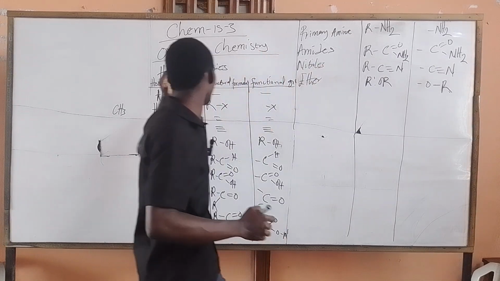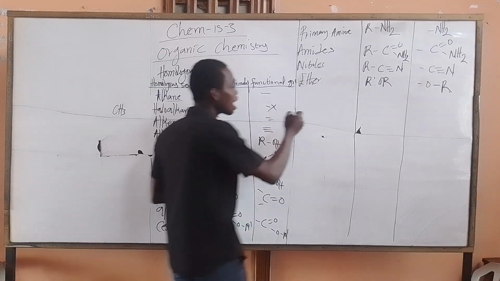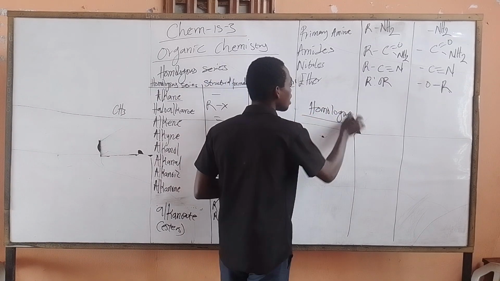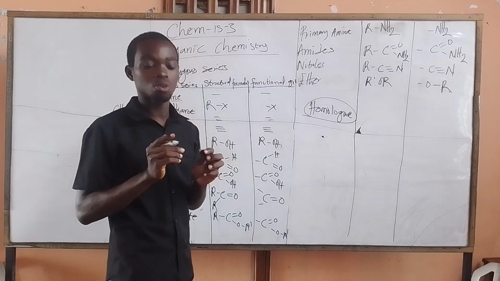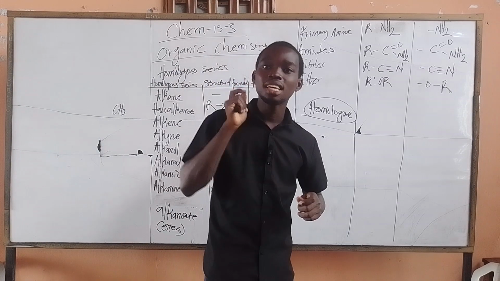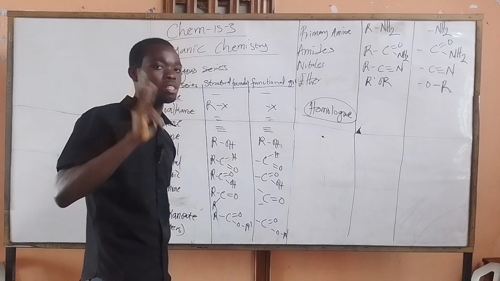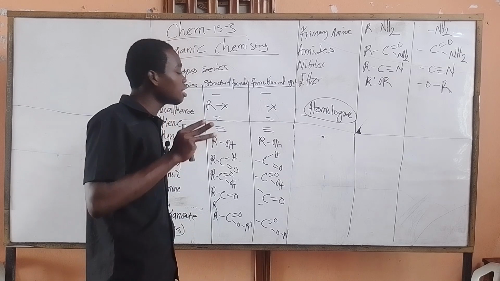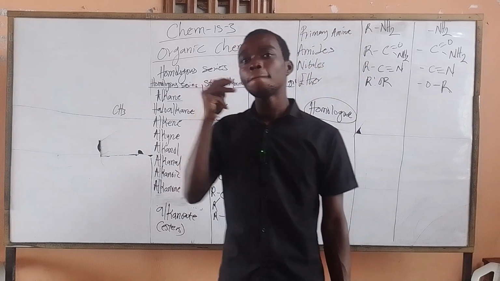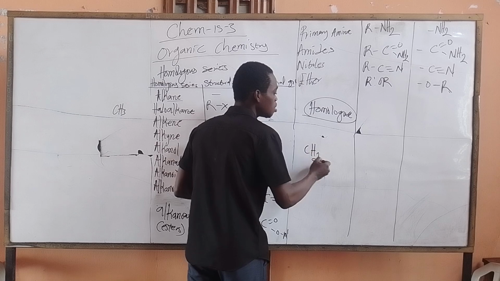Now, all of these are homologous series. Each member is called a homolog. Now, properties of homologous series. Number one, they have the same method of preparation. Number two, they have the same general molecular formula. Number three, each successive member differs in their molecular formula by a CH2 group.